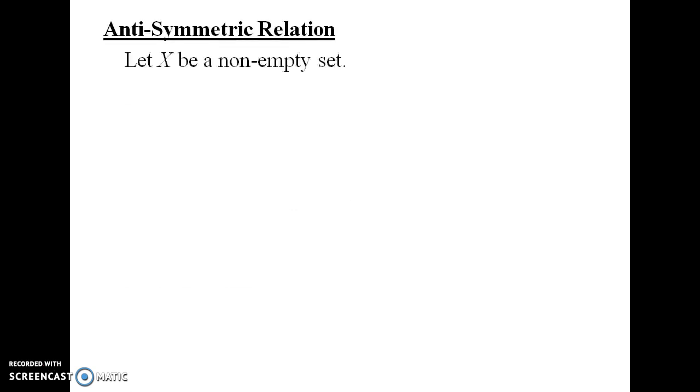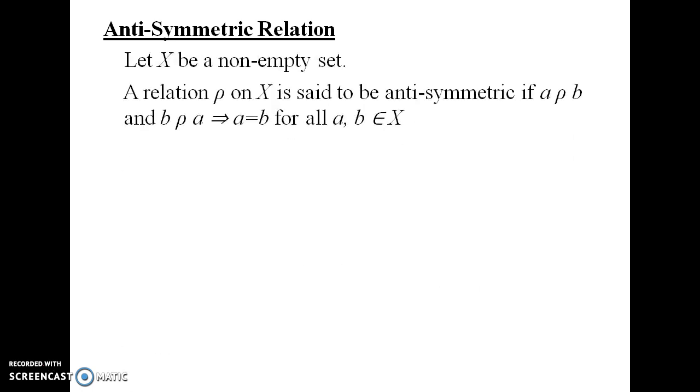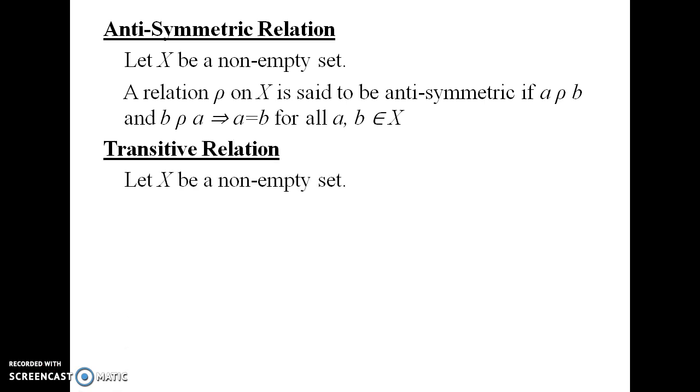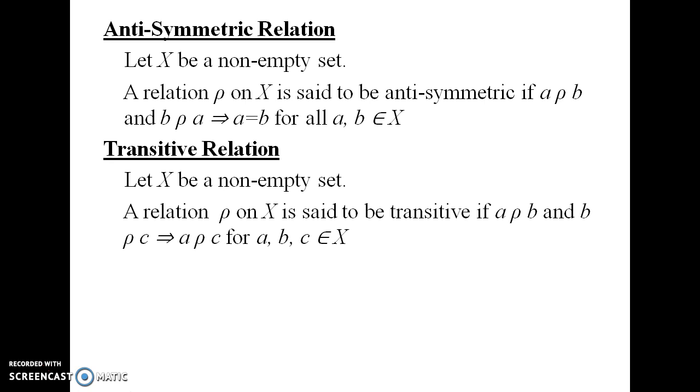Antisymmetric relation. Let capital X be a non-empty set. A relation rho on capital X is said to be antisymmetric if a rho b and b rho a implies a equal to b for all a, b belongs to X. Transitive relation. Let X be a non-empty set. A relation rho on X is said to be transitive if a rho b and b rho c implies a rho c for all a, b, c belongs to X.